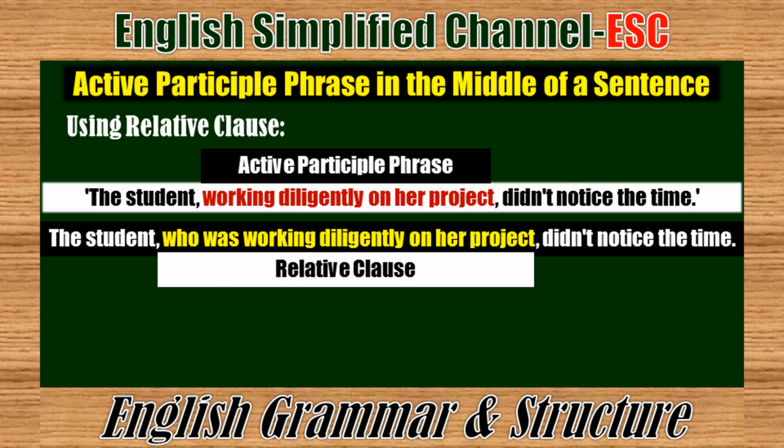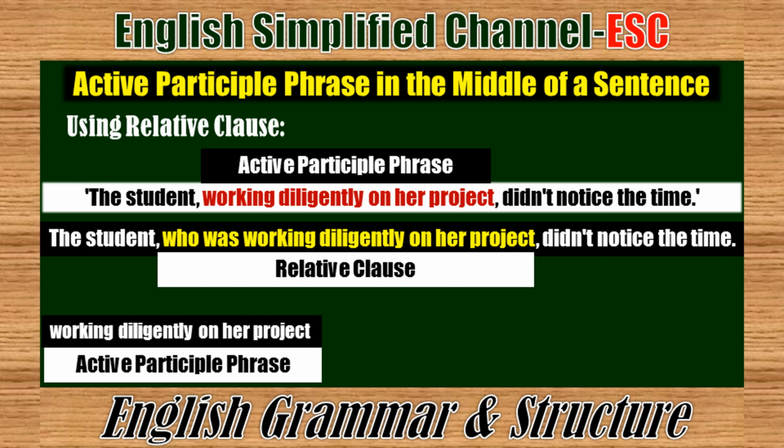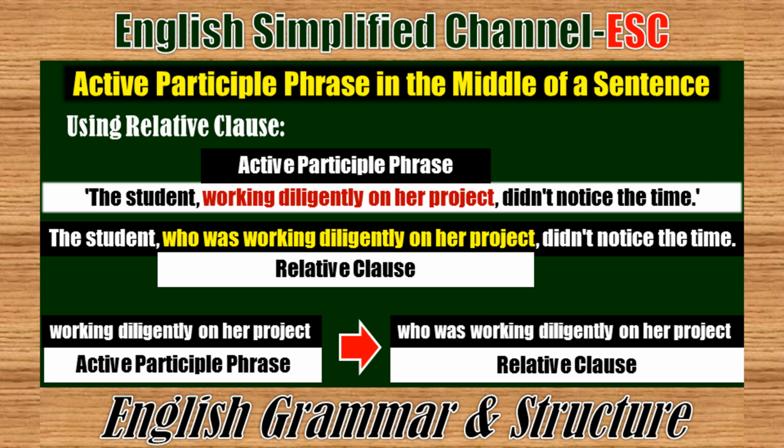In this sentence, the active participle phrase, working diligently on her project, can be rewritten using a relative clause, which becomes who was working diligently on her project. Meaning: the relative clause provides additional information about the student, specifying what she was doing. This version implies that her diligent work is directly related to her not noticing the time.